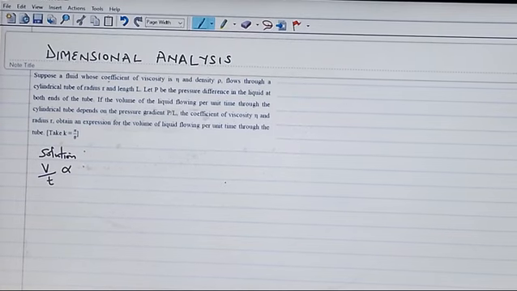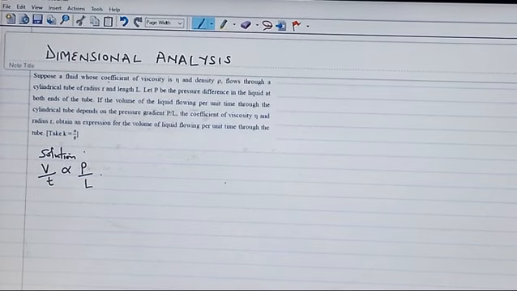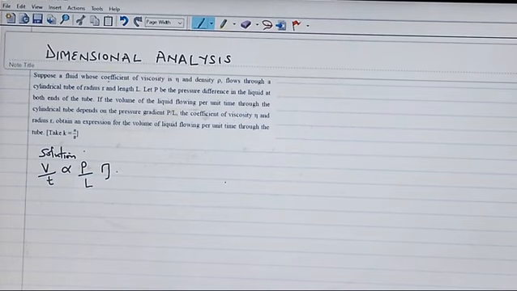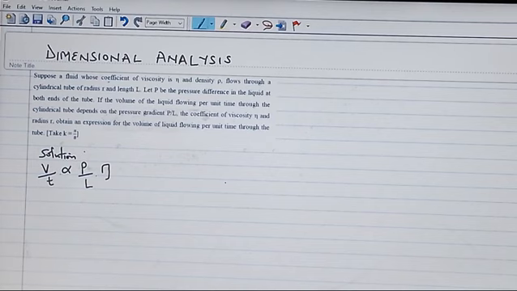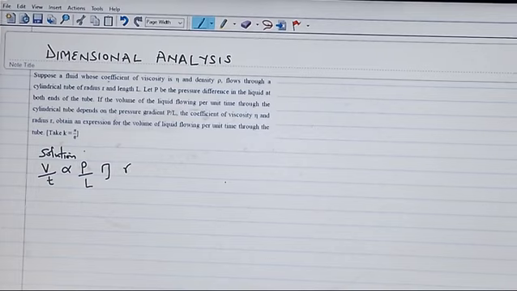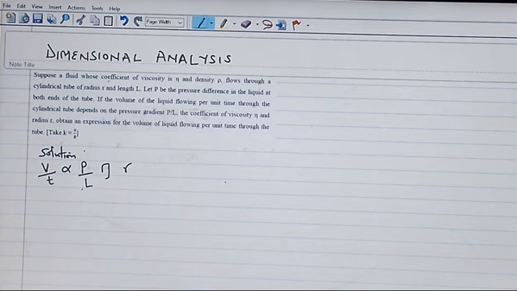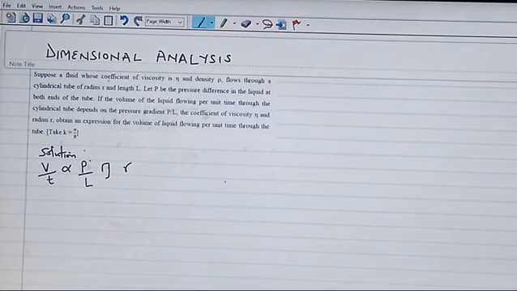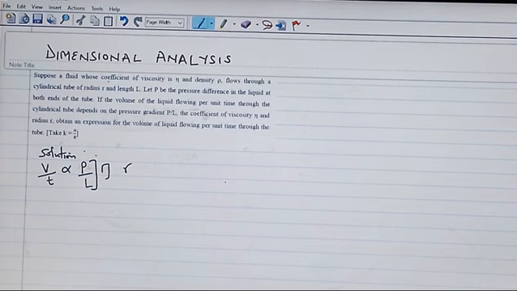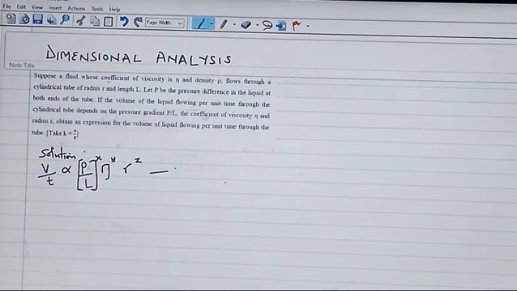The pressure gradient is P over L, that is pressure over length. The coefficient of viscosity, which is this, and the radius r. So this is proportional to the pressure gradient, coefficient of viscosity, and the radius. Of course, we are going to raise all these quantities to some powers. So let's say pressure gradient raised to power x, coefficient of viscosity raised to power y, and the radius raised to power z. Let's call this one equation 1.